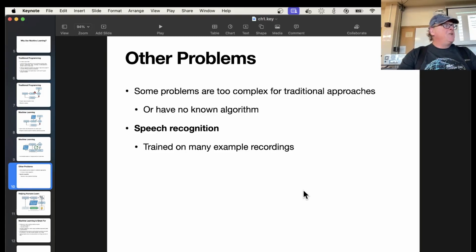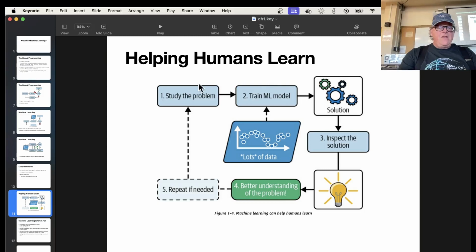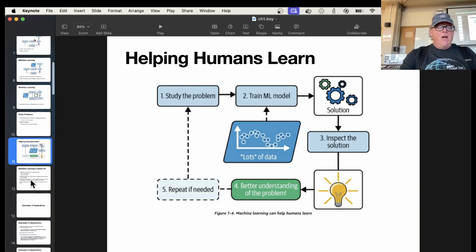They've only started coming out recently because they use machine learning. All right, and then there's trying to help work together with humans, which is the way it's all really done. So you study the problem, you make a machine learning model, then you inspect it and gain a better understanding of the problem. This is essentially what really happens. Machine learning models do not learn much by themselves. They require constant adjustment and tweaking by humans that understand how to build them.